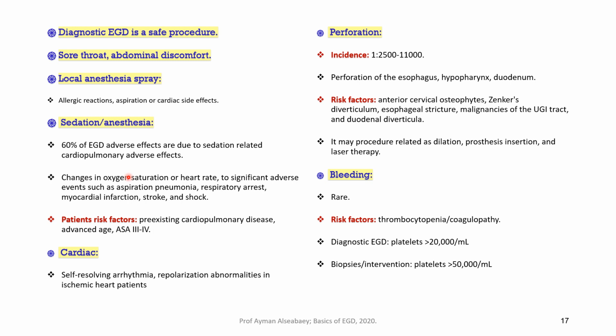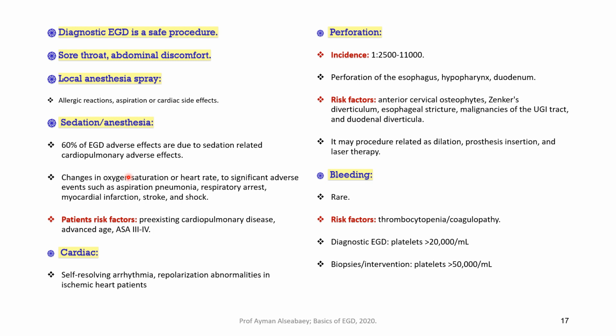Of course, there are risk factors for the problems of sedation, like pre-existing cardiopulmonary disease, advanced age, ASA 3 to 4. Cardiac, sometimes you may have tachycardia, okay, due to stress and anxiety from the patient, it may reach sinus tachycardia. Sometimes there are repolarization abnormalities in ischemic heart patients, but most of them are transient. Perforation is a rare event which may occur in 1 up to 11,000, okay.